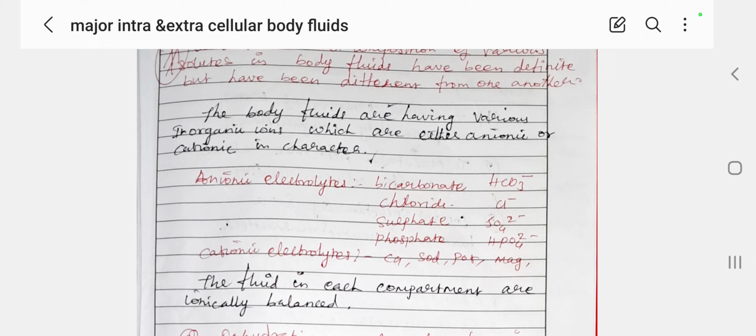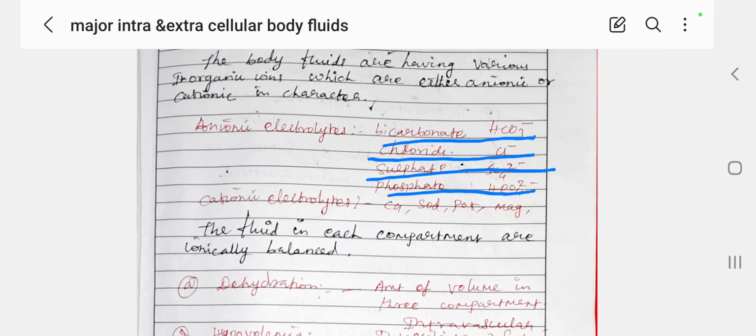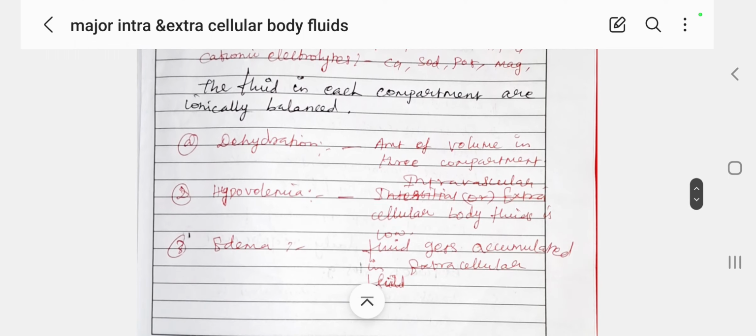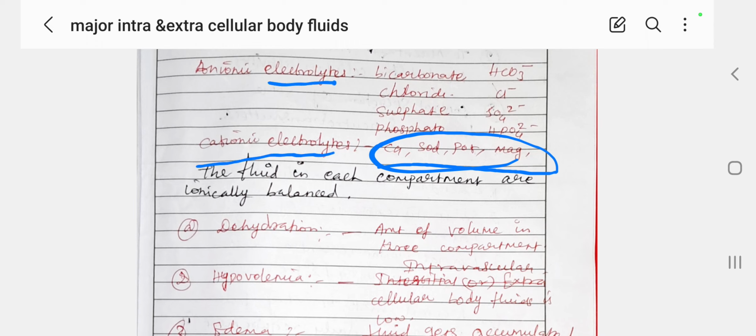What are examples of anionic electrolytes? Bicarbonate, chloride, sulfate, and phosphate. These are the four anionic electrolytes. And cationic electrolytes, for example, calcium, magnesium, sodium and potassium. Both anionic and cationic electrolytes are present in the body fluids.